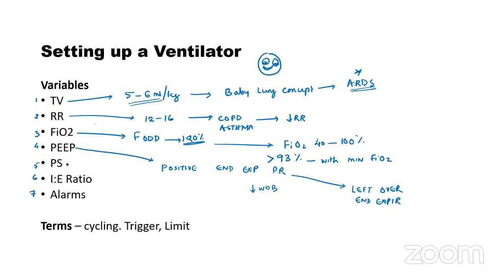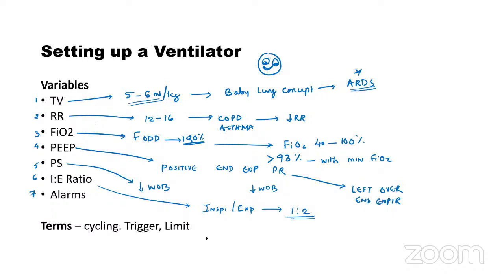Now, pressure support is nothing but the extra pressure which we are giving with the machine to the patient to reduce the work of breathing. Patient doesn't have to inspire too much because you are giving some amount of positive pressure. Now, what is IE ratio? It is nothing but the ratio of inspiration to expiration time. Normally, it is 1:2. That means you provide more time for expiration.